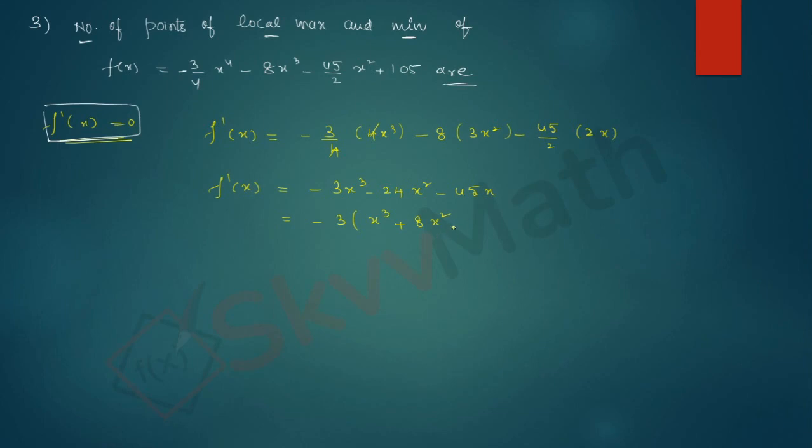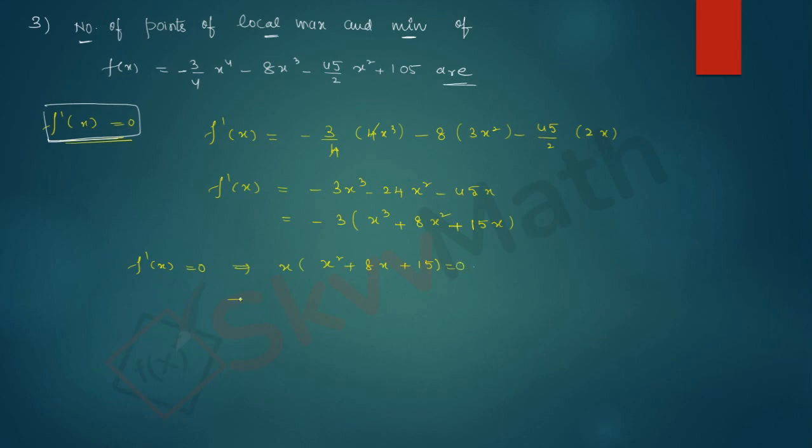We'll take the next step, minus or plus. What do you have here? 3, 1, 5, so 15x. Now consider f'(x) = 0, which implies the minus 3 is gone. We'll take x common, so we get x² + 8x + 15 = 0.